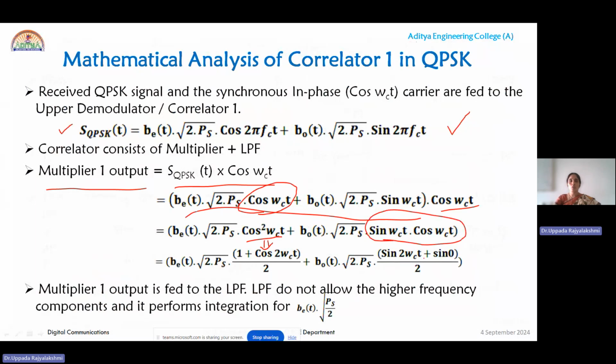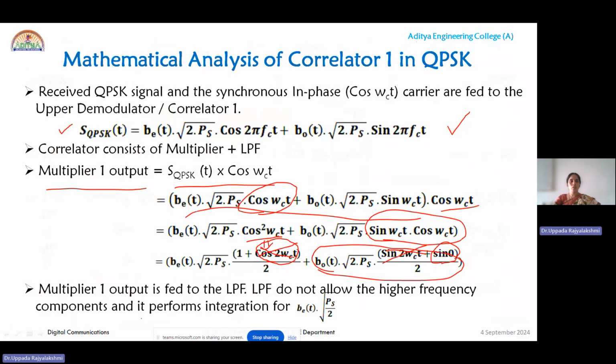So it will be sin 2 omega c t, which is a higher frequency component. And in the first term also, if you observe, cos 2 omega c t is a higher frequency component. So our low pass filter does not allow these higher frequency components. It will allow only the sin 0, which is 0. So the whole second term will be 0. So you will get only the output due to the first term, that is b_e(t) root 2 P_S by 2.